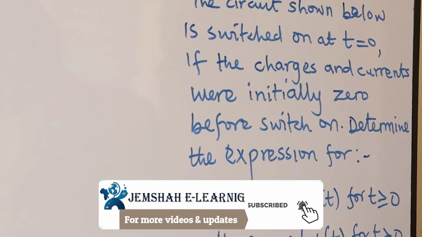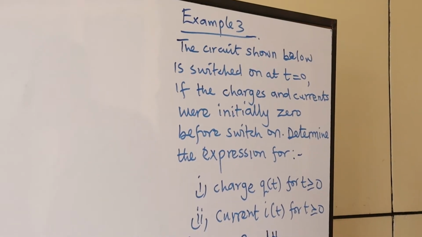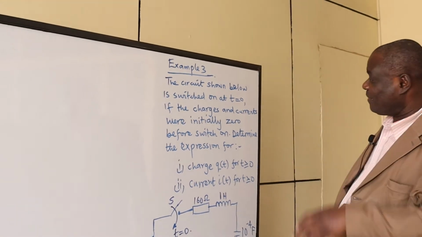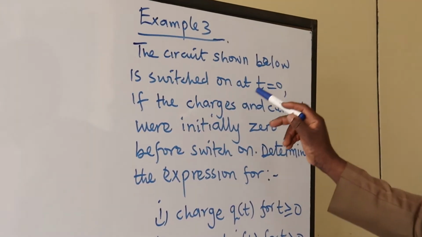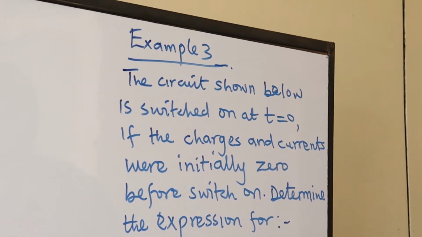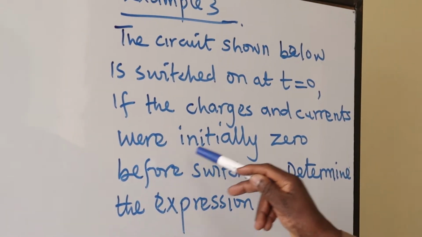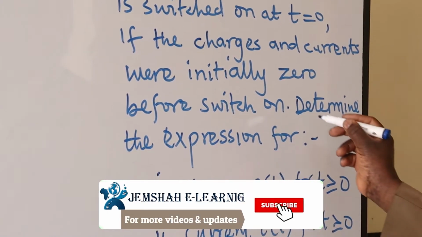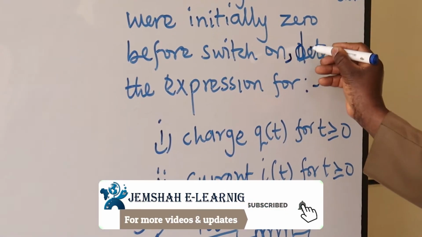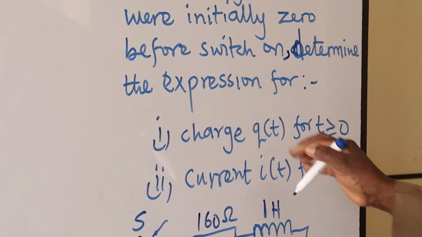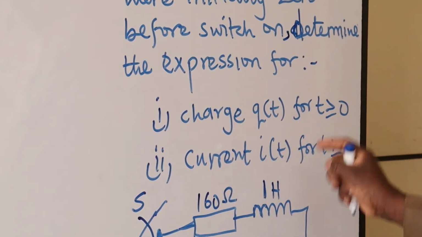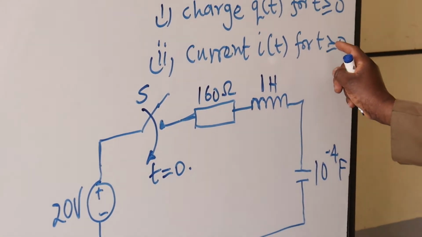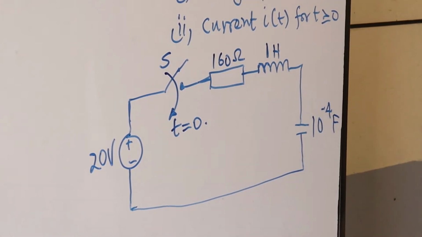Number 3, we have a circuit which now gives us a second order circuit. It will lead us to a second order differential equation. So the circuit shown below is switched on at t equal to 0. If the charges and currents were initially 0 before switch on, determine the expression for charge Q as a function of t for t greater or equal to 0, and current I as a function of t for t greater or equal to 0.